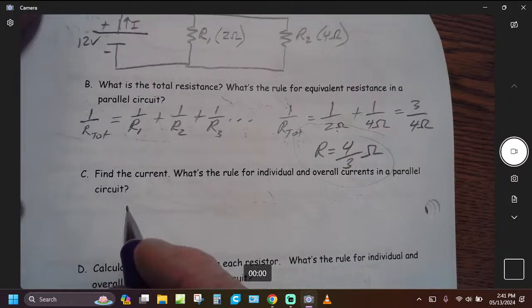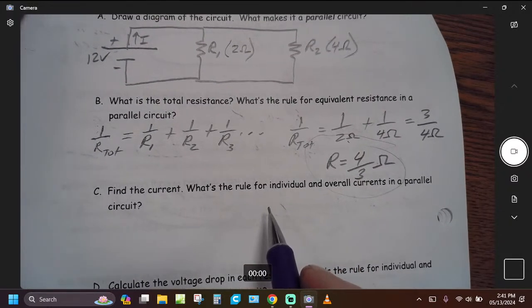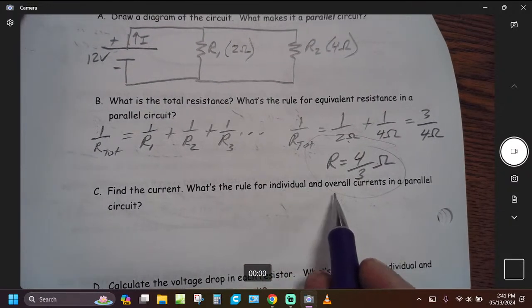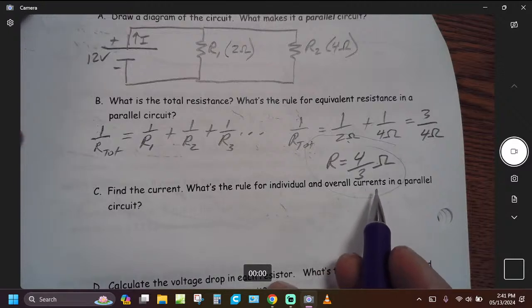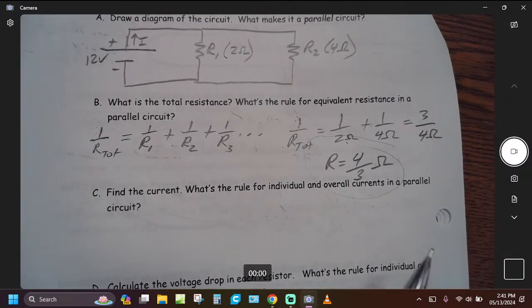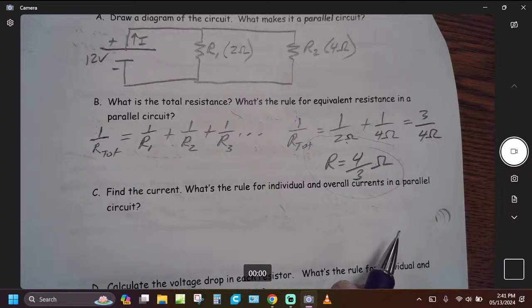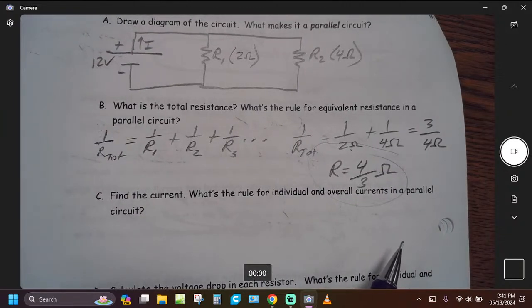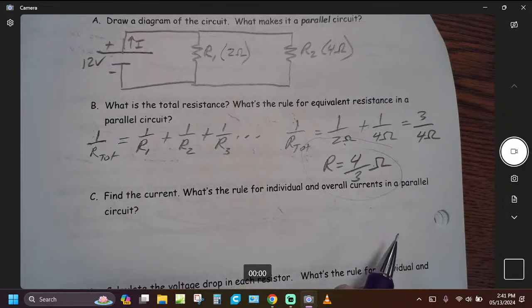So now we can find the currents. Find the current for the individual and overall currents, or currents in parallel circuit. This is the one where we have to take a mental leap. Does anybody know how to do this? How would I get the overall current for the circuit?